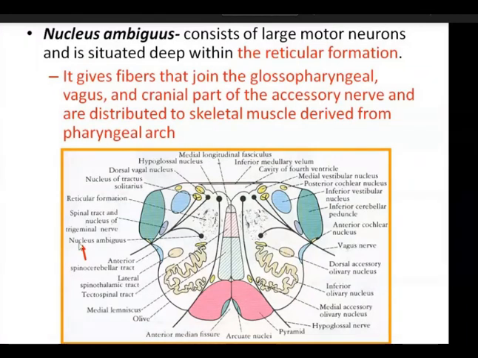And the nucleus ambiguus is there. It consists of large motor neurons and is situated deep within the reticular formation, deep within the gray matter. It gives fibers that join the glossopharyngeal, vagus and the cranial part of the accessory, so it joins the 9th, 10th and 11th cranial nerves and is distributed to the skeletal muscles derived from the pharyngeal arch, meaning the head and neck region. So the nucleus ambiguus is also present at this level.